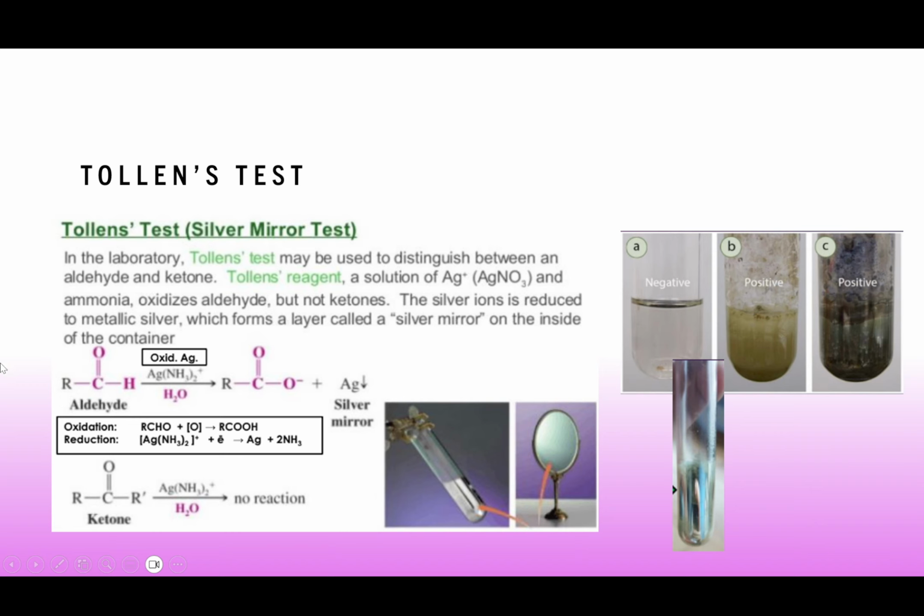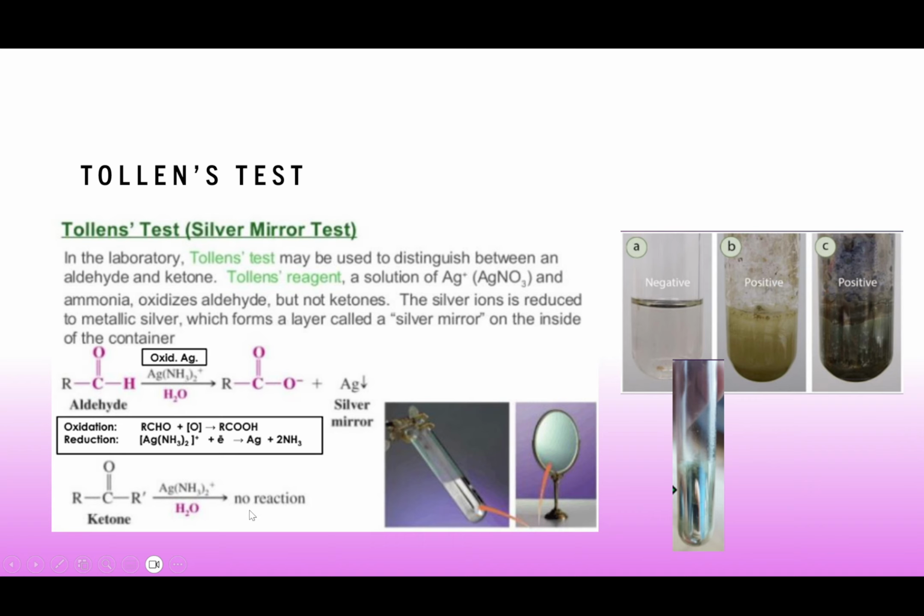So we have the reaction here: an aldehyde reacting with ammoniacal silver in the presence of water. This is oxidized, so we have the oxidation of the aldehyde and the reduction of the silver to produce this ion here. And then we have the silver coming out of the solution. For ketones, no reaction, or let me just say no reaction should occur.